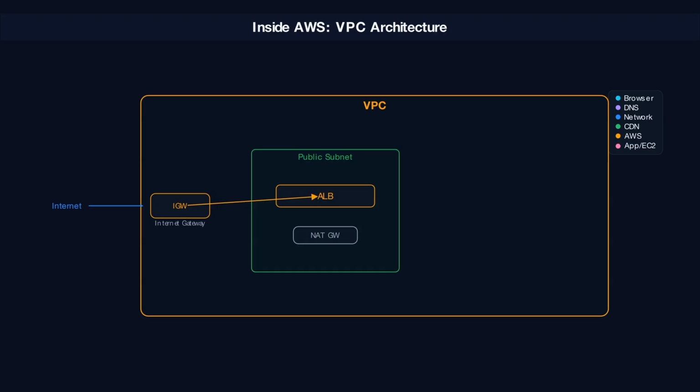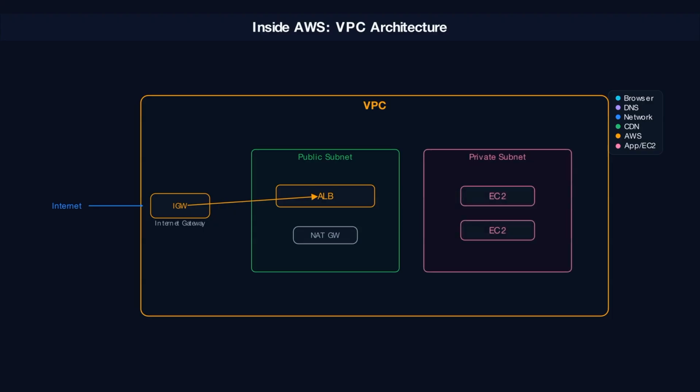Inside the VPC, there are subnets, neighborhoods. Public subnets route to the IGW. Private subnets do not. The ALB lives in the public subnet, facing the street. EC2 instances live in the private subnet, the back office, not directly exposed.